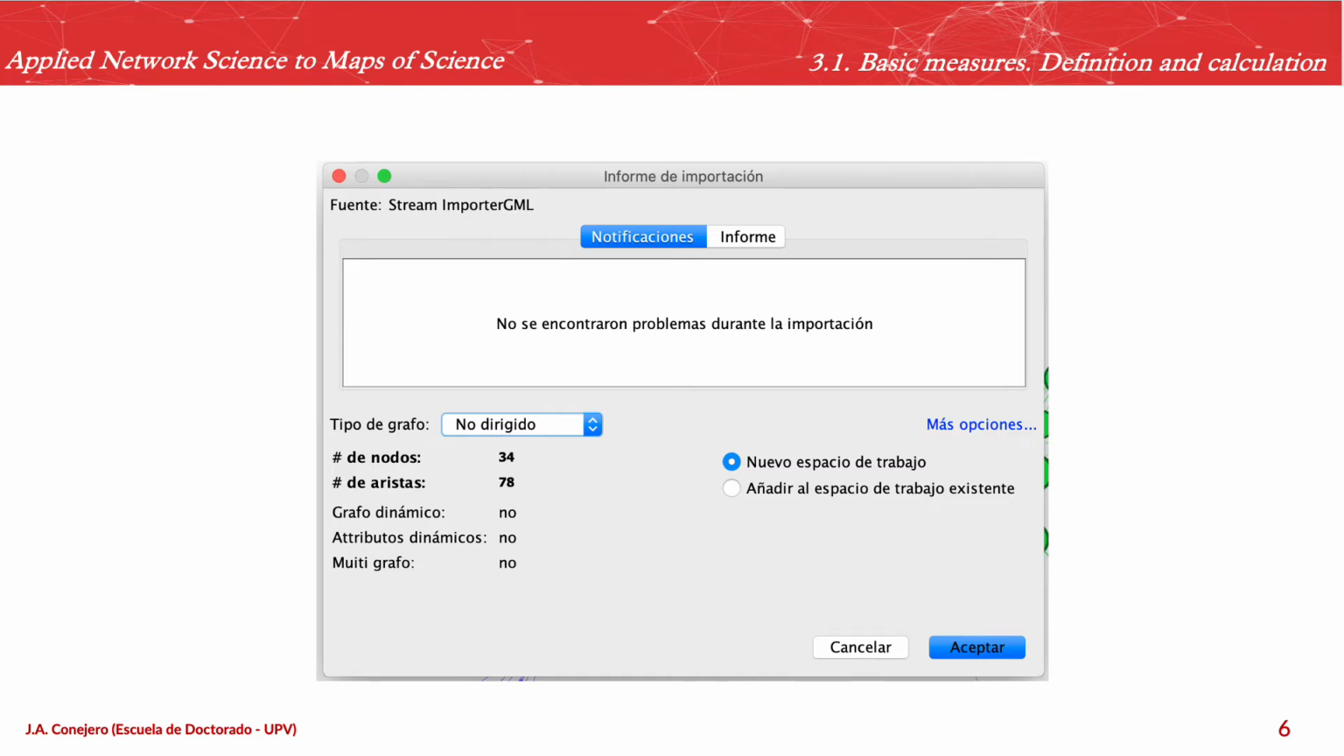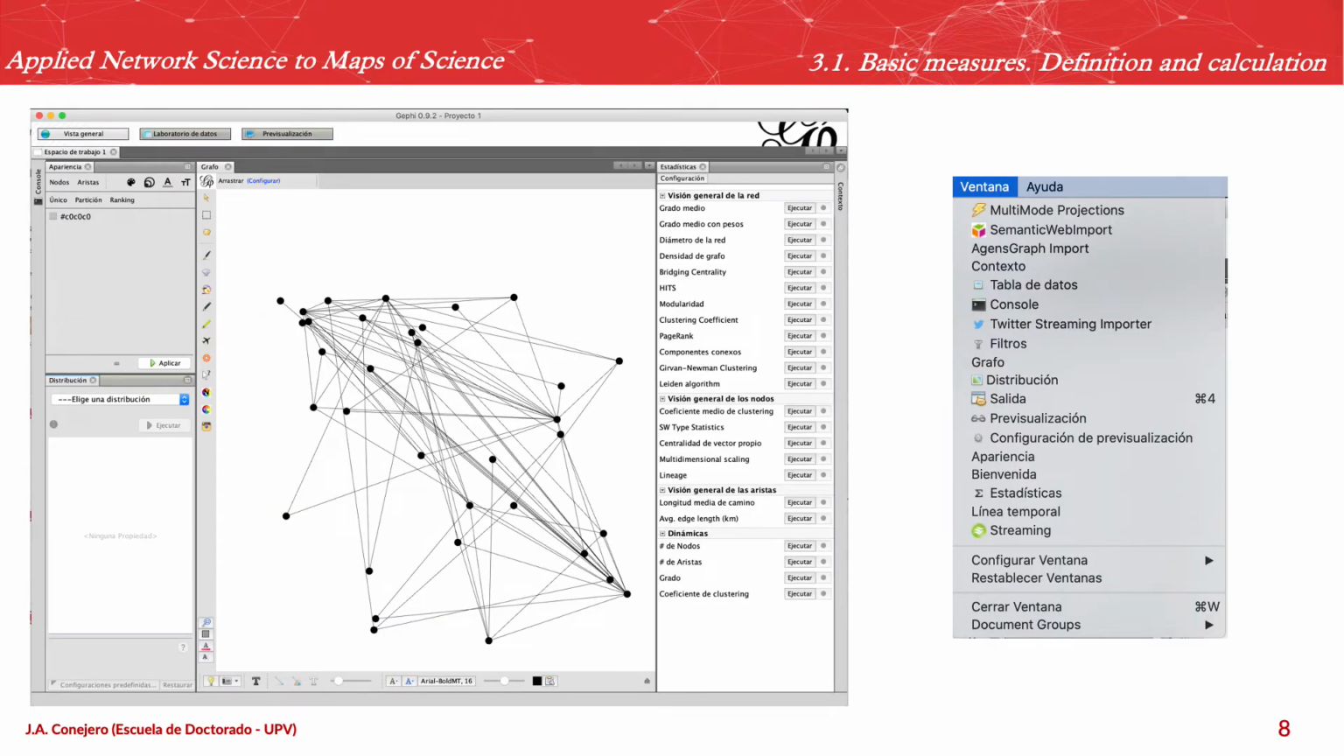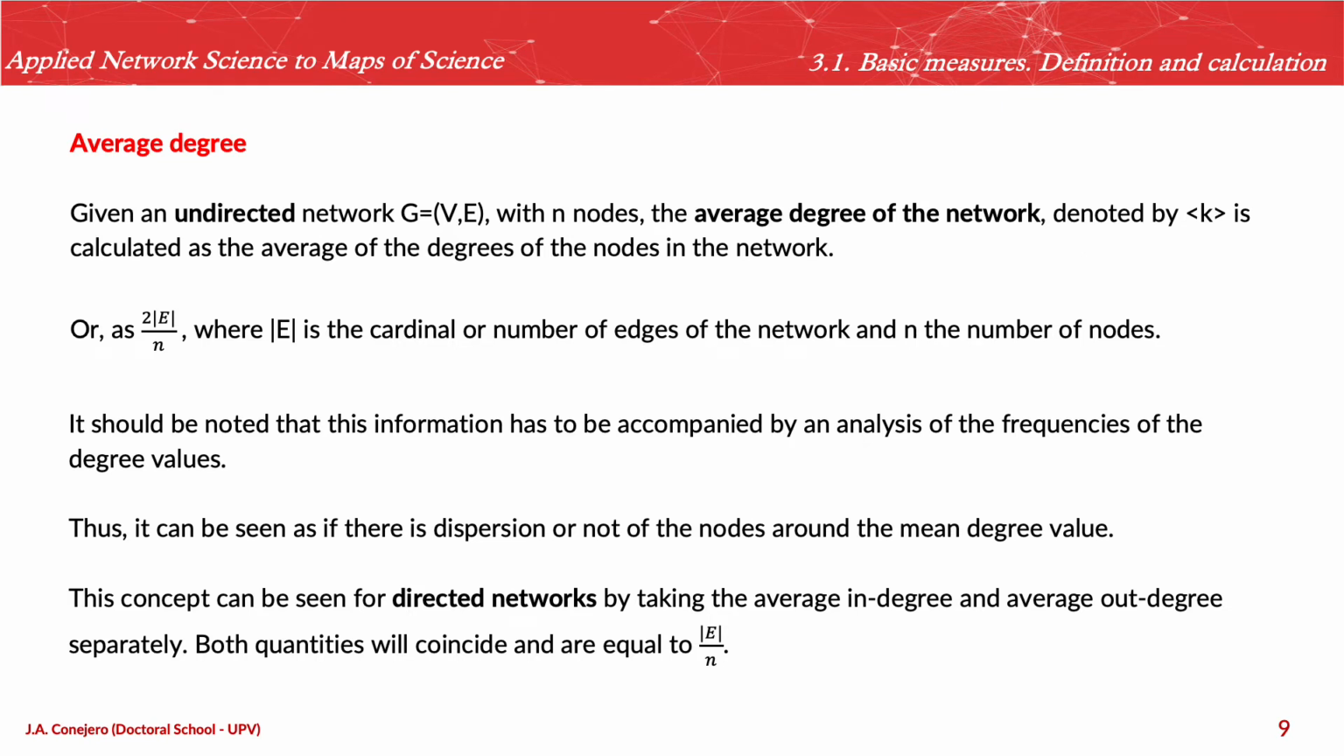Once we accept, what we have is this representation, where the network is in the middle. We see that there are some statistics, some measures, that we can compute. Also, if you go to the top of the window, you can see that there are many windows. To return to this view, you can go to the window called appearance or overview of the network, where you can see the general overview, but you can also have access to independent windows.